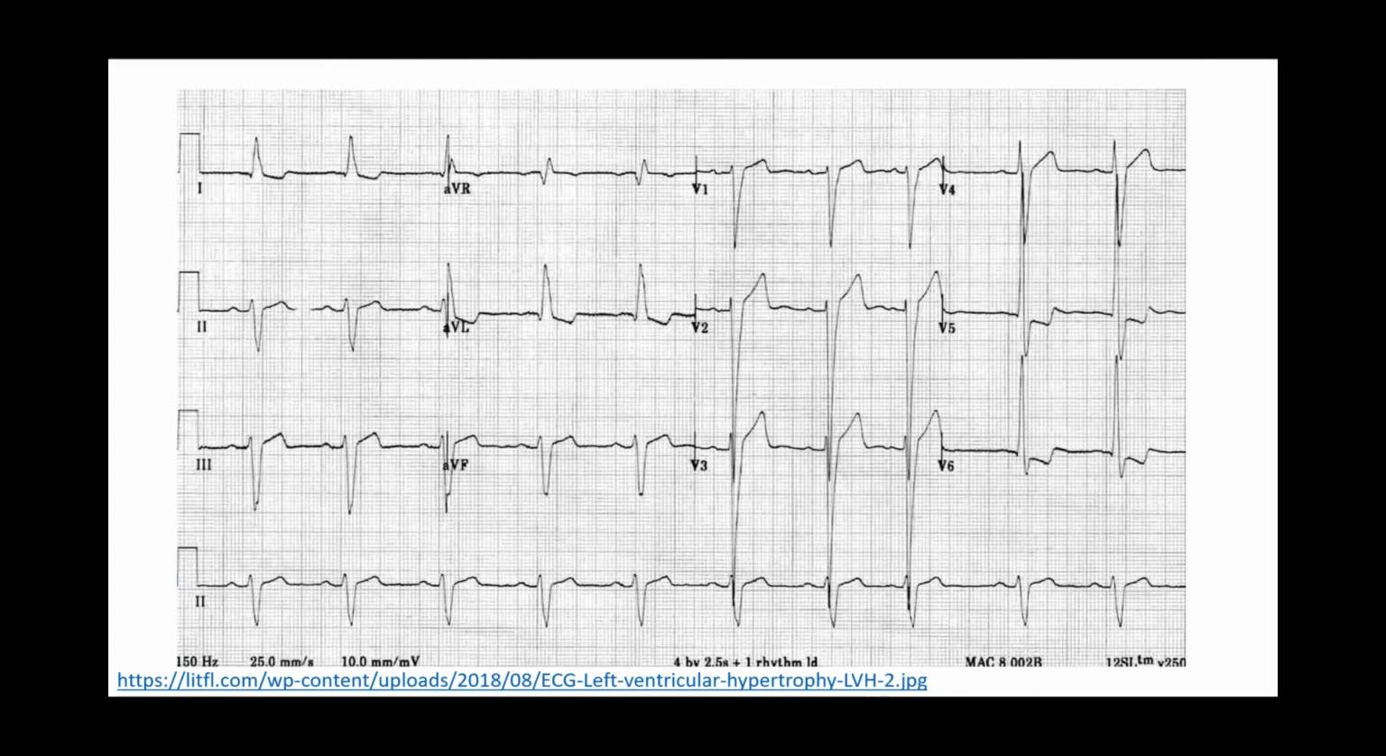Here is another example of LVH. As you can see, the S wave in V1 extends down about 4 big boxes, and the R wave in V6 extends up about 5 big boxes. Keep in mind we can also look at the R wave in V5, which extends up about 5 to 6 big boxes. Either way, we meet the threshold for LVH.